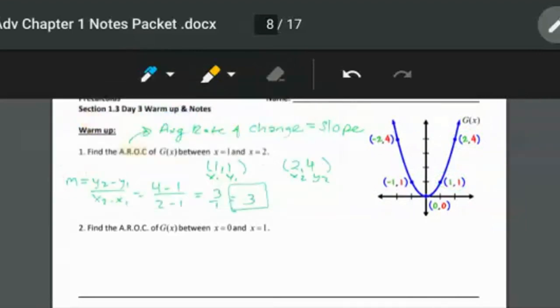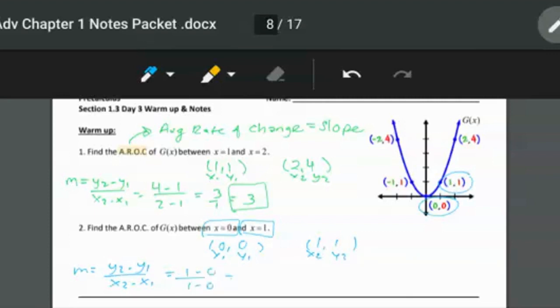Same thing, find the average rate of change between 0 and 1. So again, I would write the points out, 0 comma something and 1 comma something. So it looks like 0, 0, and then 1, 1, and we have to find the slope there. So we could do y2 minus y1 over x2 minus x1. Always label your points. It just helps you to not make mistakes. So we'd have 1 minus 0 over 1 minus 0, which would get 1 over 1, or 1. So 1 is your answer.